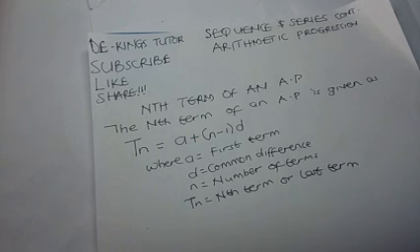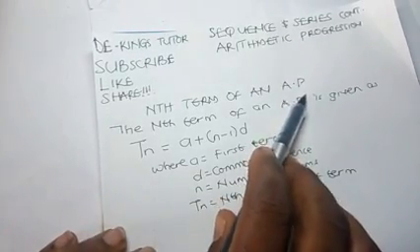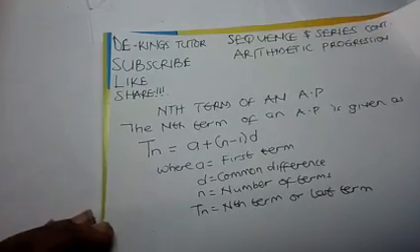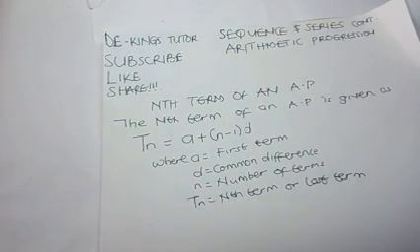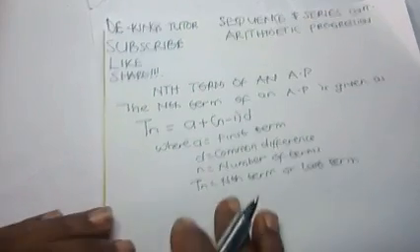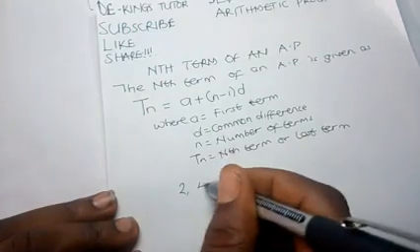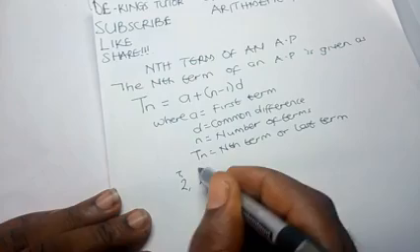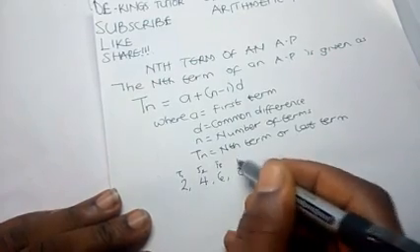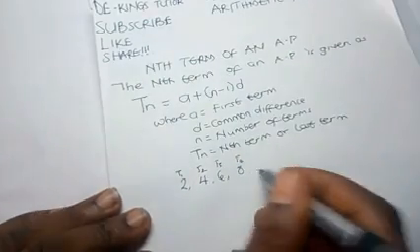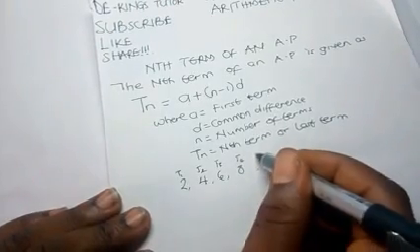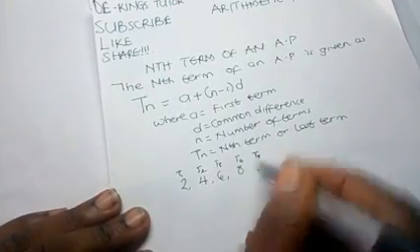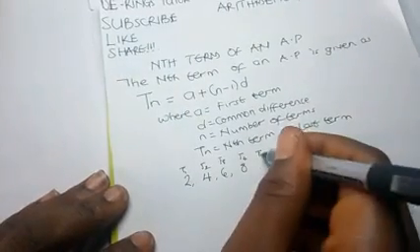Now I want to talk about the nth term of an AP, the nth term of an arithmetic progression. AP stands for arithmetic progression. It means that we want to find the value of the required term. For instance, if we are given a sequence like 2, 4, 6, 8, remember I told you this is the first term, this is the second term, this is the third term, and this is the fourth term. Now they say we should find what will be the value of the fifth term.